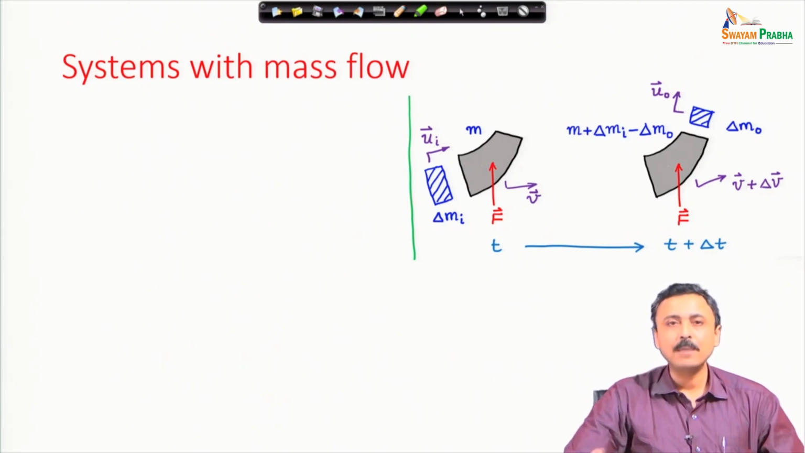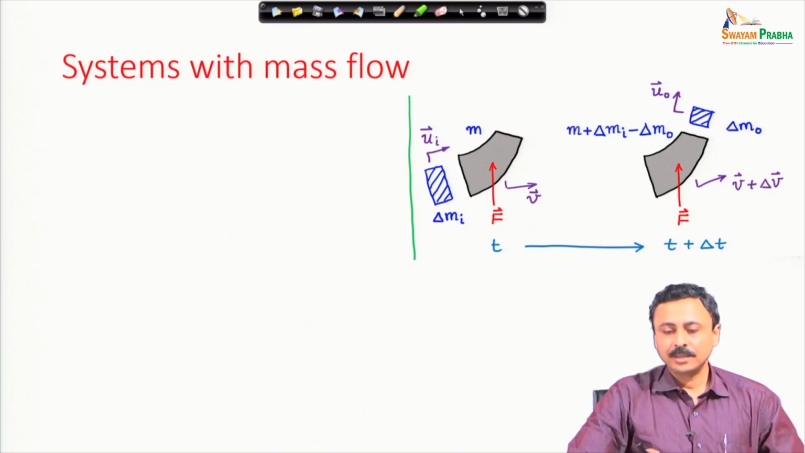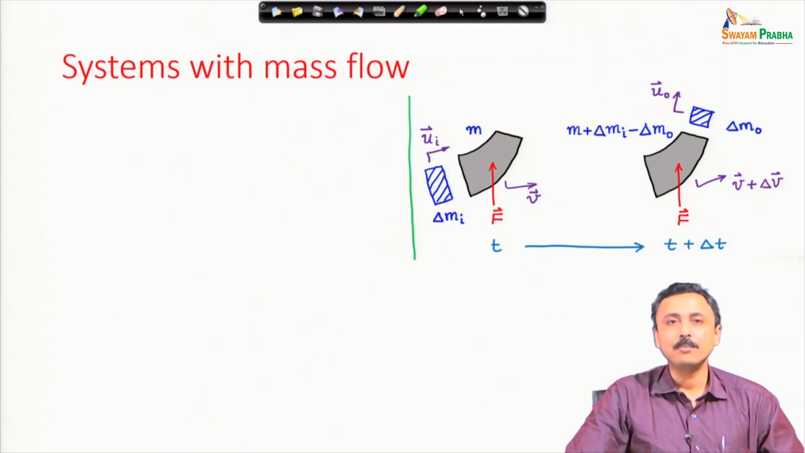We had considered two time instants of the system, t and t plus delta t, when the system initially moving with velocity v, having a mass m, ingests a blob of mass delta mi which was moving with absolute velocity ui, and in this time going from t to t plus delta t, it ingests the mass delta mi and throws out a mass delta mo with an absolute velocity uo.